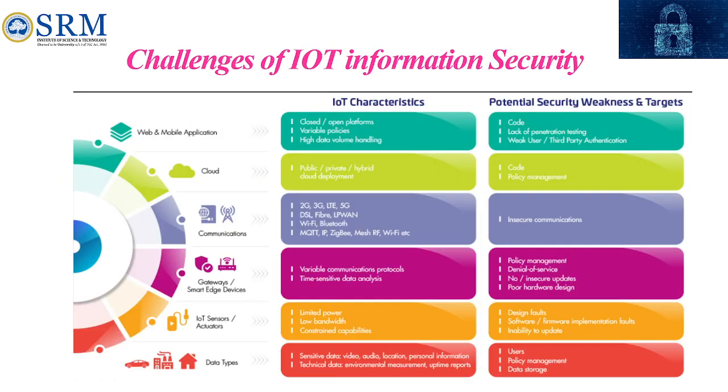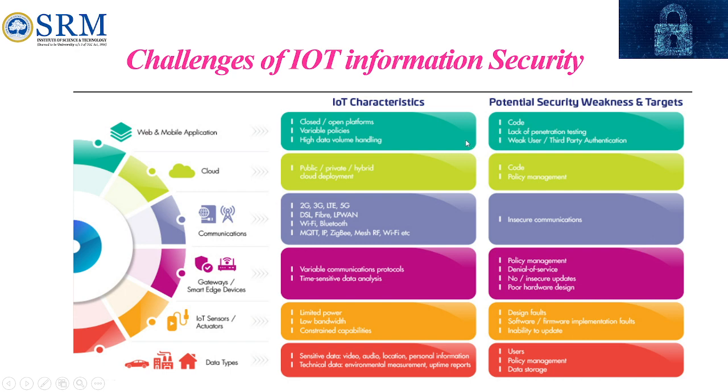And if you see here, these are the IoT characteristics, where we have different categories like web application and mobile application, the cloud, the communication, the gateways, the IoT sensors and actuators, and data types. Each and every platform displays its own characteristics. In web and mobile applications, there are closed and open platforms available, and variable policies between mobile and web applications. Throughout mobile and web applications, high data volume will be there, and you need to handle a high volume of data. There are also some security weaknesses and targets over web and mobile applications, such as the code and a lack of penetration testing.